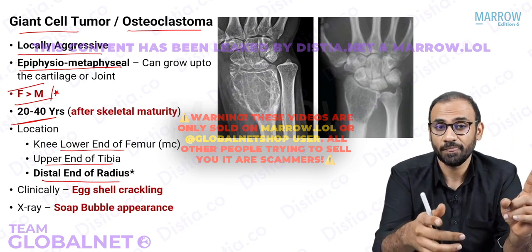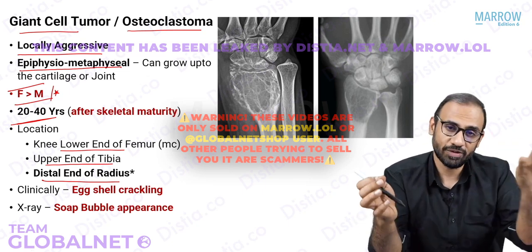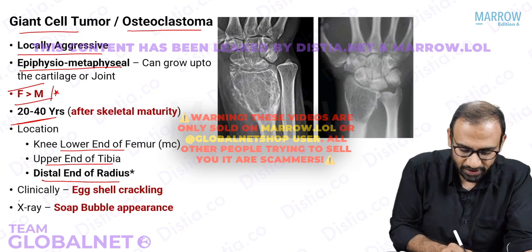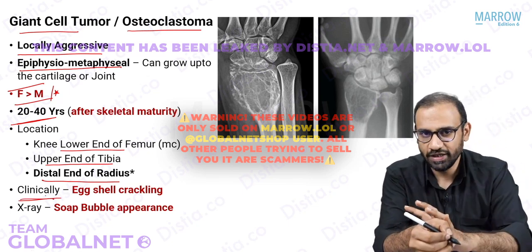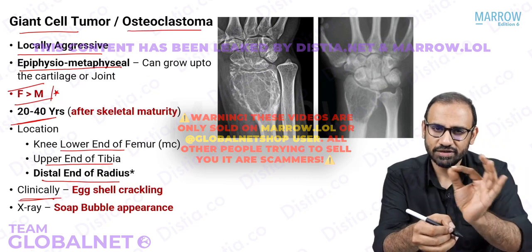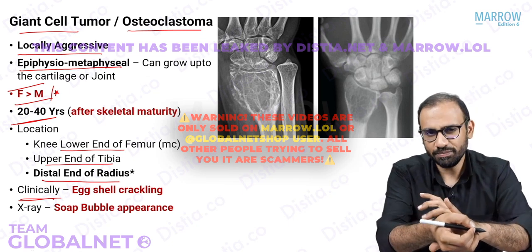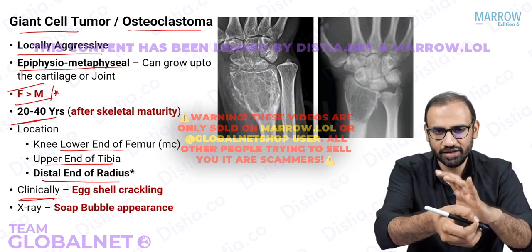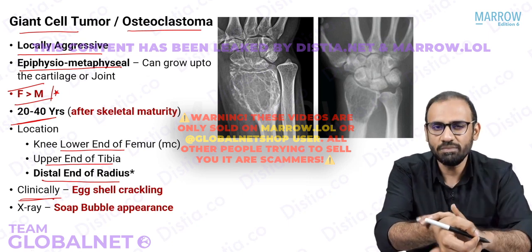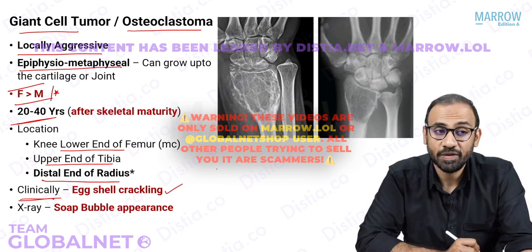But at the same time, you should remember what is the most common location of GCT, that is distal femur followed by proximal tibia followed by distal end of the radius. Okay? Now, clinically, what will be the presentation? There will be a swelling, and because the osteoclasts are resorbing the bone, there will be a thin cortex there, swelling with a thin cortex. So as the clinician presses on this swelling, the cortex breaks and gives you the eggshell crackling feeling. The cortex crumbles under your pressure and gives you your eggshell crackling appearance.